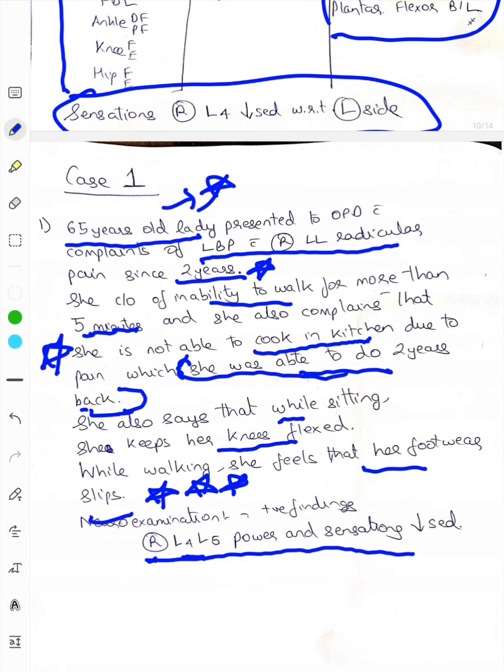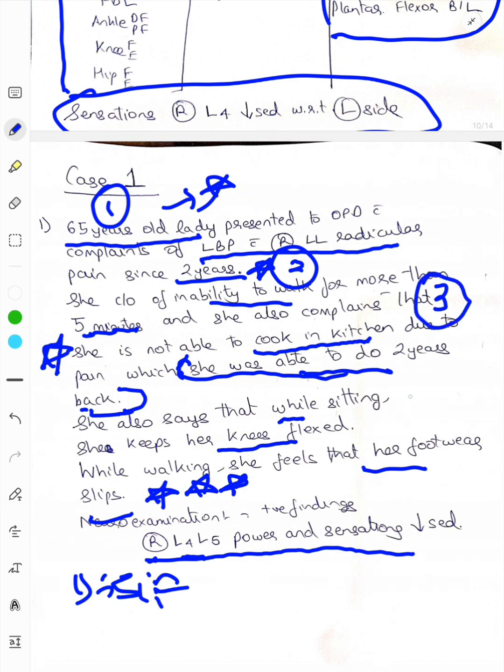So the positive points, first is 65 years old female, right? The second is 2 years, significant history. The third is progressive neuroclaudication. The fourth is the flexion is relieving the pain. Fifth is there is some neurodeficit. And on examination itself also it is saying that some neurodeficit. So it is a picture of neuroclaudication.